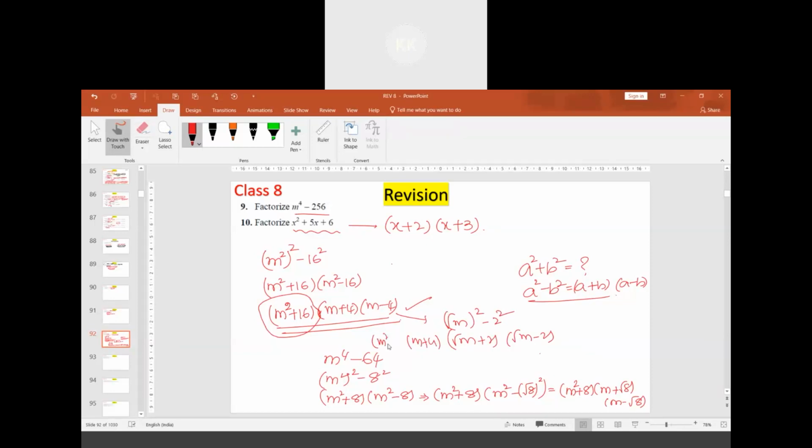I am stopping here. Further how to write? Sir, then root of root m whole square minus root 2 square. Like this we can go infinitely, so it is better to stop at this stage: (m plus 8) into (m minus 8). So we have to stop here.